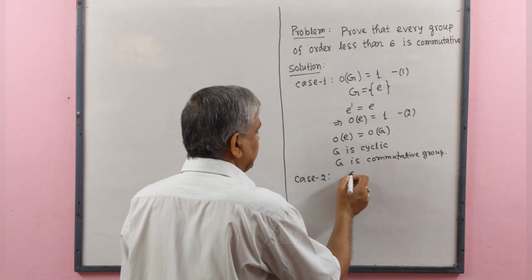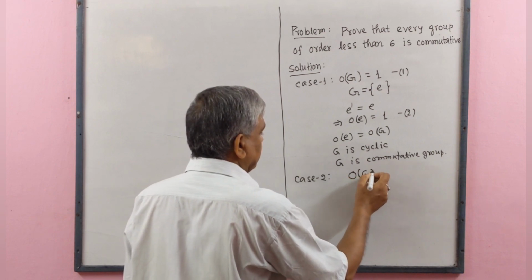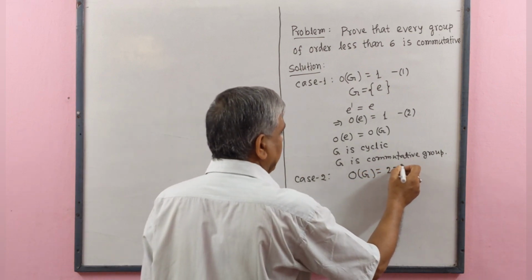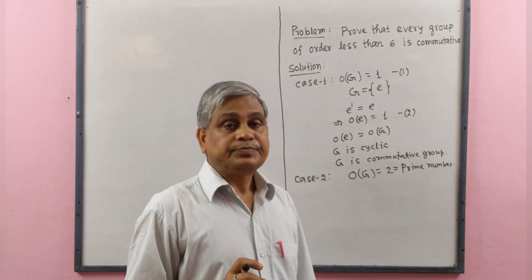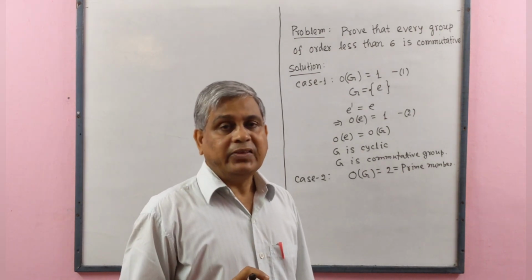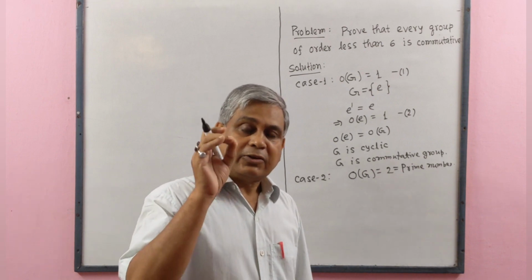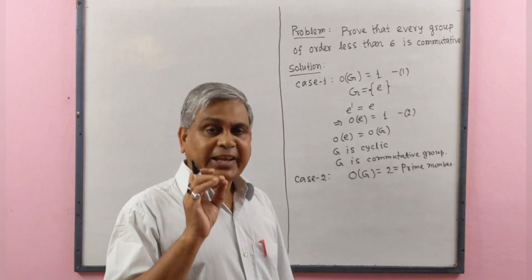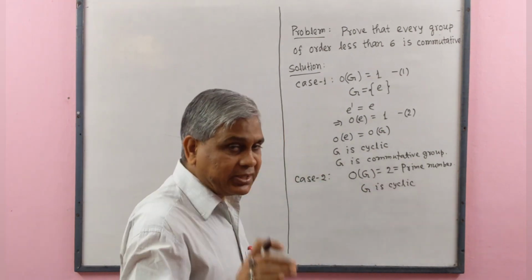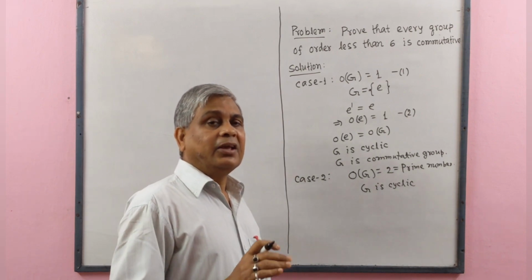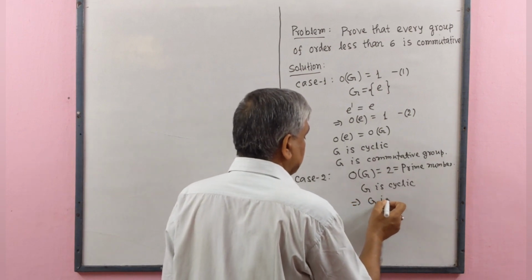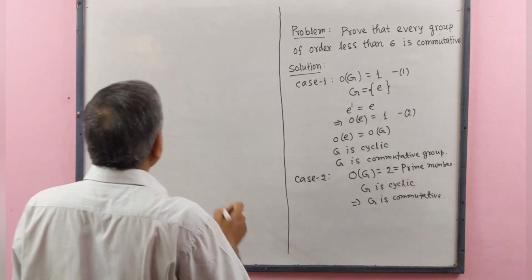Now, case 2. Let order of G equal to 2, and 2 is a prime number. Since we know that every group whose order is a prime number, that group is a cyclic group. Therefore, G is cyclic, and every cyclic group is a commutative group. Therefore, G is commutative.